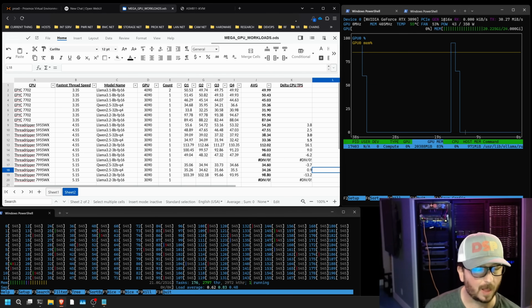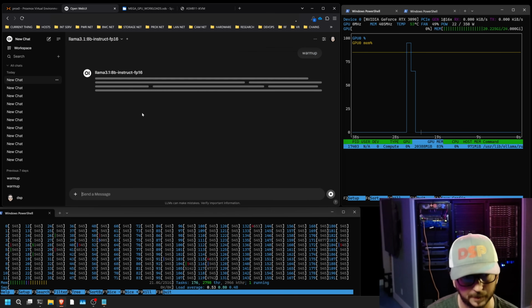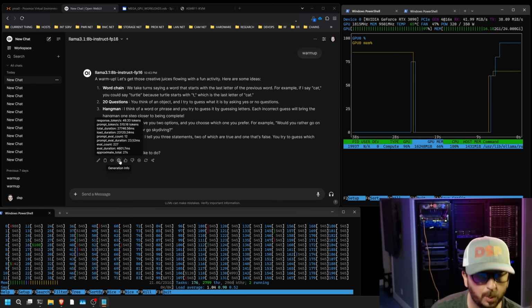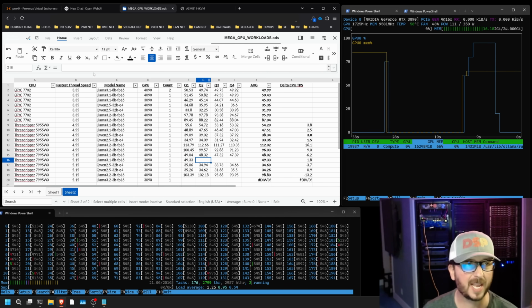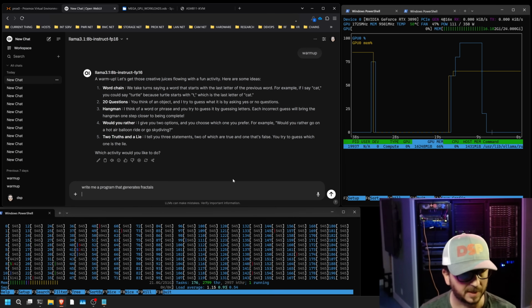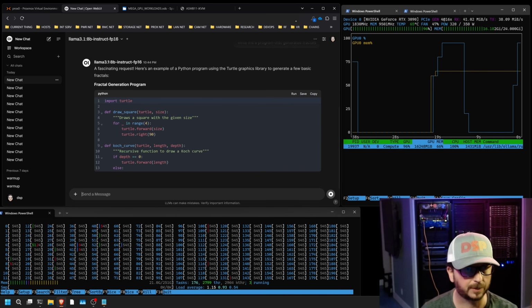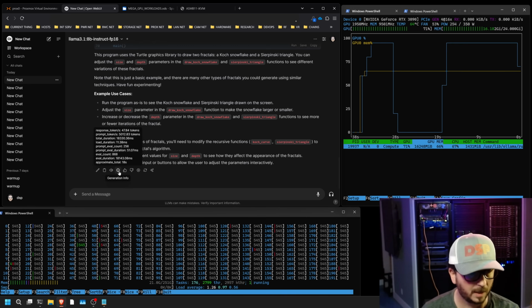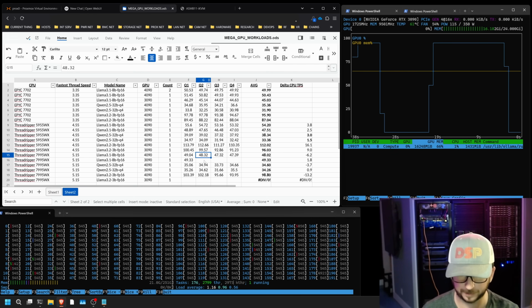Next, let's move over to the Llama 3.1 8B FP16. And we're at 49.33 tokens per second. And 1.8 tokens per second faster than the second question here, writing a program that generates fractals. And that was 47.84 tokens per second.